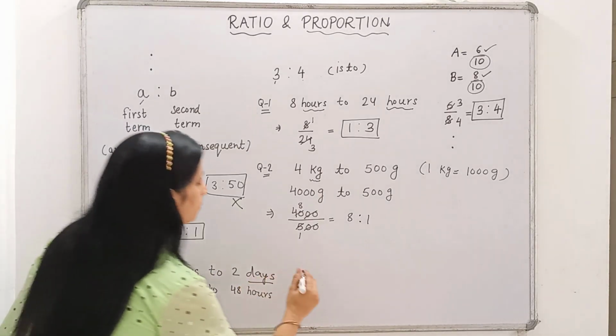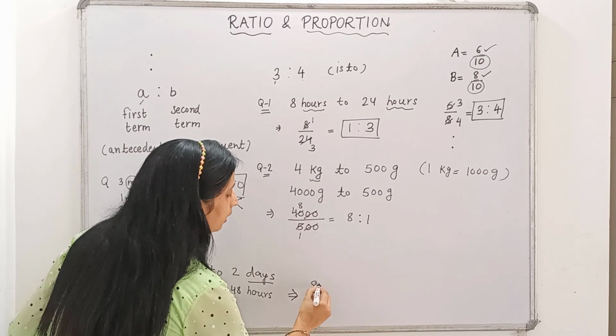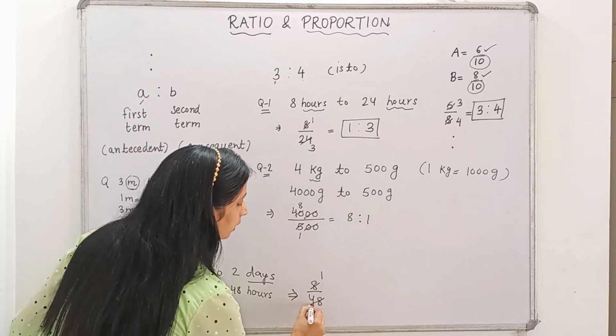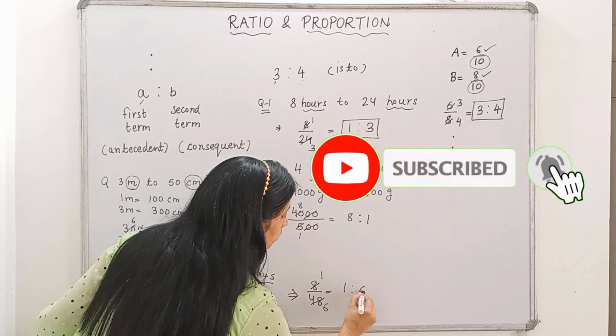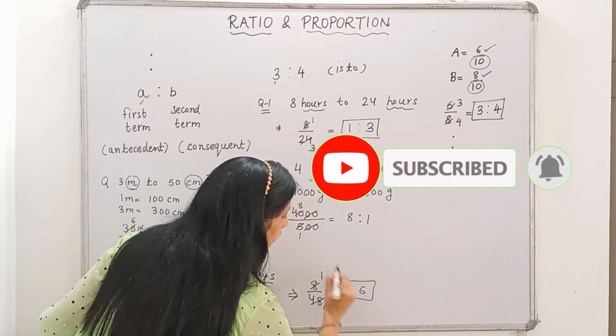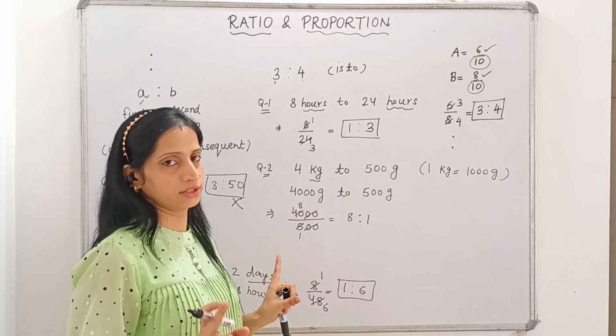Okay. Now, the ratio will be 8:48. Again, 8 1s are 8, 8 6s are 48. So, the ratio will be 1:6. Okay. And one more important thing, ratio has no unit.